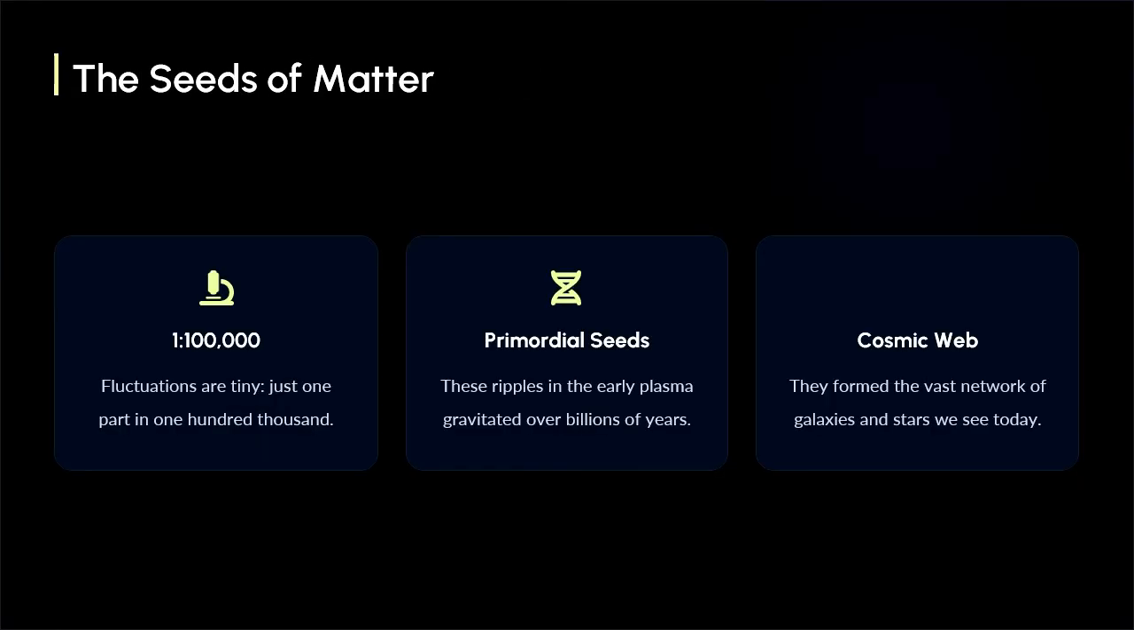The seeds of matter. Fluctuations are tiny, just 1 part in 100,000. These ripples in the early plasma gravitated over billions of years. They formed the vast network of galaxies and stars we see today.